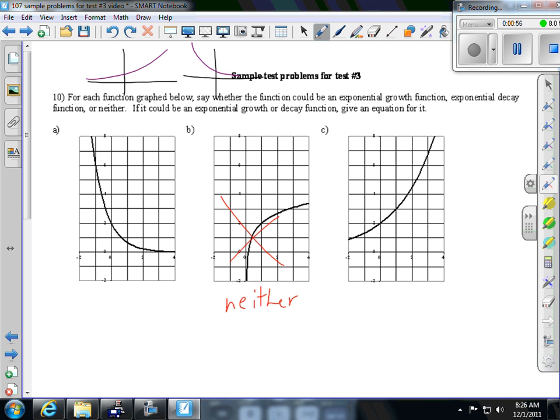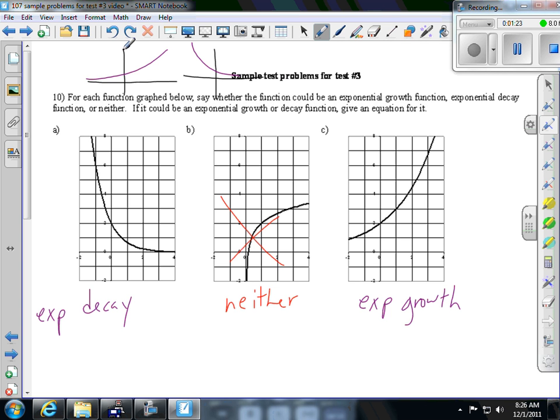It doesn't look like exponential growth or decay. It doesn't get close to the x-axis on the left or right. It doesn't grow faster and faster towards infinity on the left or right. So looking at the other two pictures, the first one looks like an exponential decay. And then the last one looks like an exponential growth. So our task now is to find formulas for these two guys.